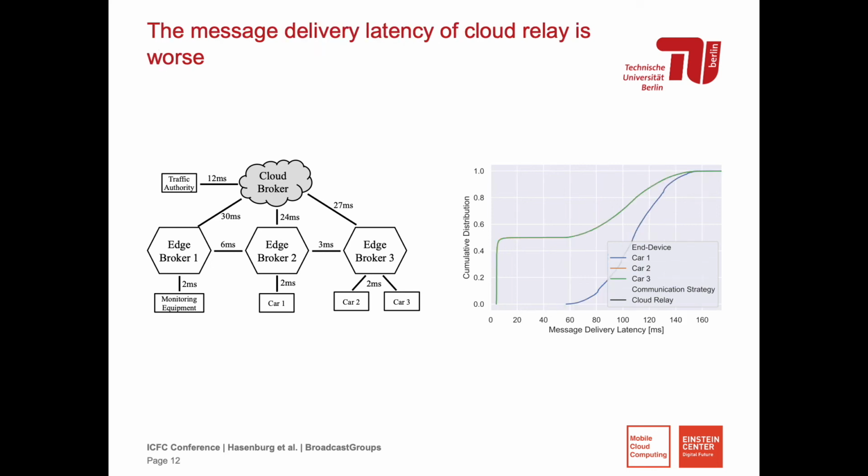The cloud relay strategy performs significantly worse. While 50% of the messages received by car 2 and car 3 have a similar message delivery latency as in the global flooding or broadcast group experiment, the remaining 50% of the received messages, as well as all messages received by car 1, are routed via the cloud. This leads to a message delivery latency of 55 milliseconds or higher. For a more thorough analysis of message latencies, we refer to our paper.